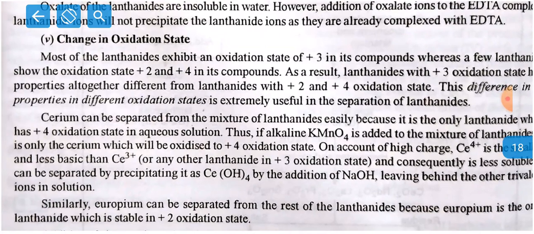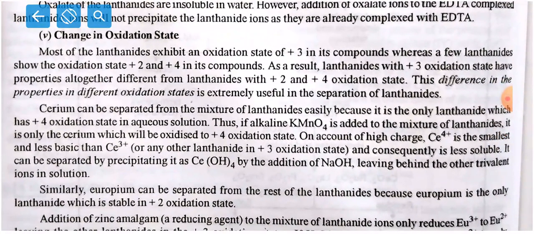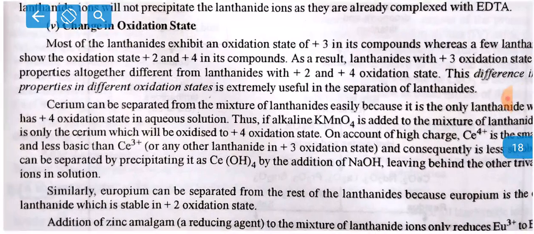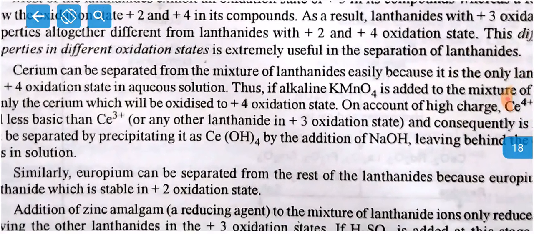Change in oxidation state. Most of the lanthanoids exhibit an oxidation state of +3 in their compounds, whereas a few lanthanoids show the oxidation states +2 and +4 in their compounds. As a result, lanthanoids with +3 oxidation state have properties altogether different from lanthanoids with +2 and +4 oxidation states. The difference in the properties in different oxidation states is extremely useful in the separation of lanthanoids.